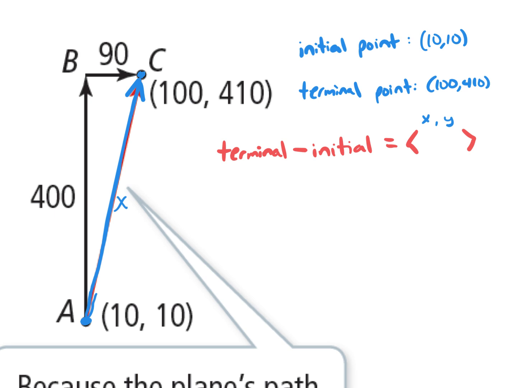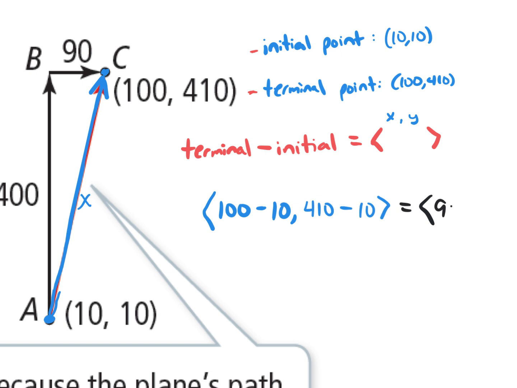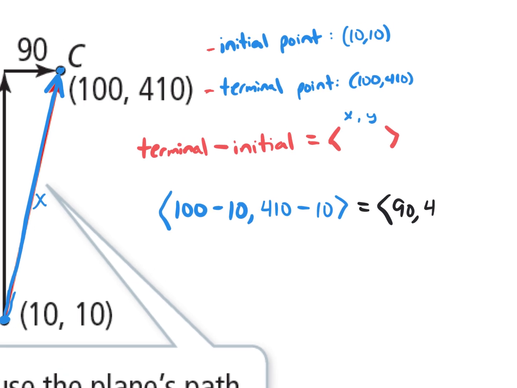this is going to be my y value. So for this one, terminal minus initial. So here's my terminal and initial. What is the x value of my terminal? 100 minus the x value of my initial, 10. So 100 minus 10. And then what's the y value of my terminal? 410 minus the initial value, 10. Now we just evaluate this. What's 100 minus 10? 90, and then 410 minus 10, 400. So this here, that's called my component form. That's the vector of those 2 points. This is the vector.